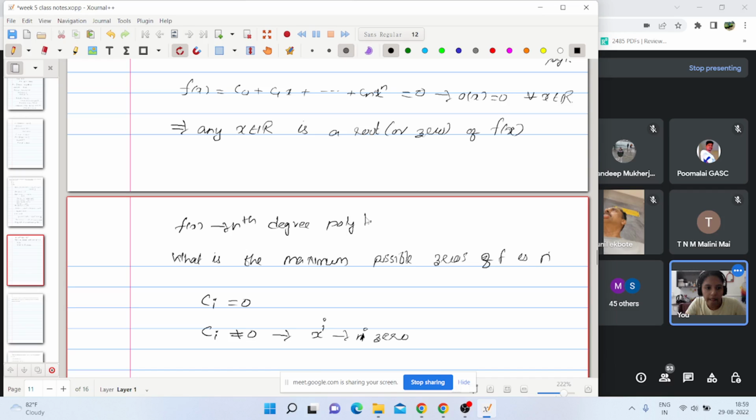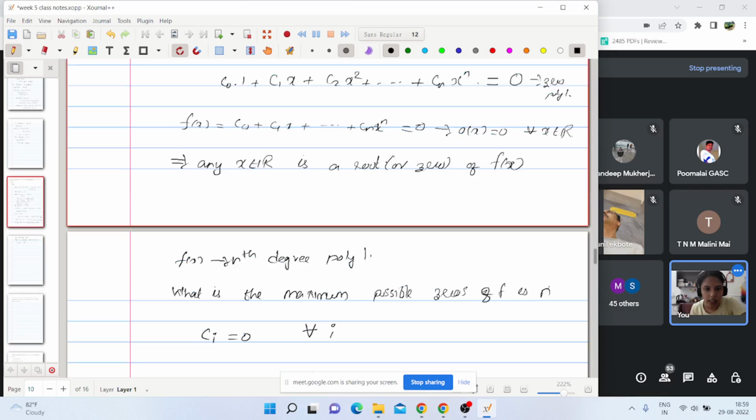See, our function is f of x. We are equating this f of x to 0. That means this f of x is a 0 function. What that means is f of 0, okay, let me write it.